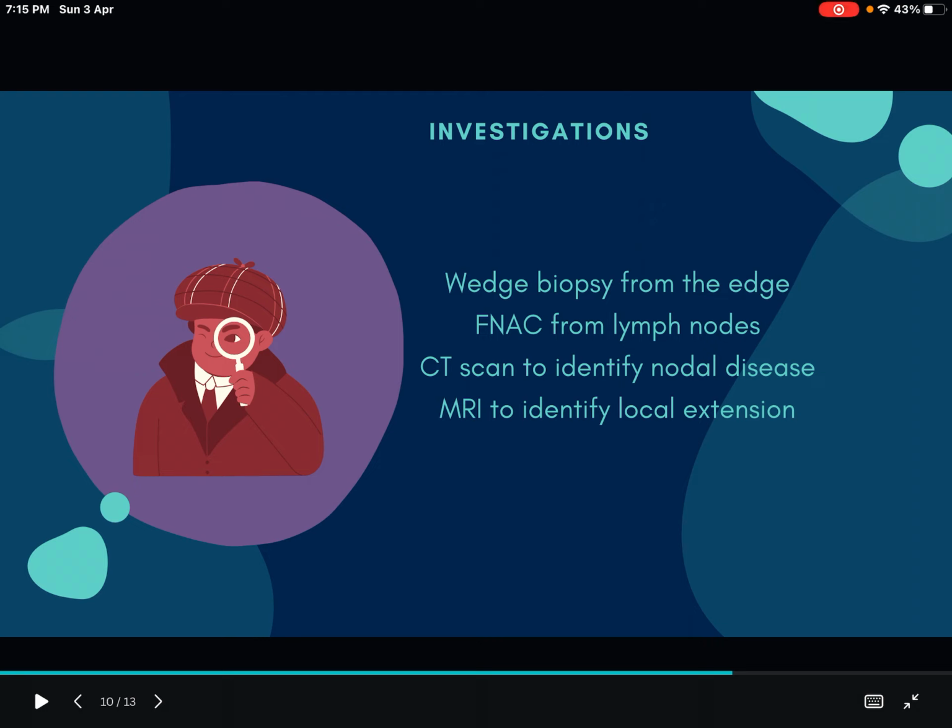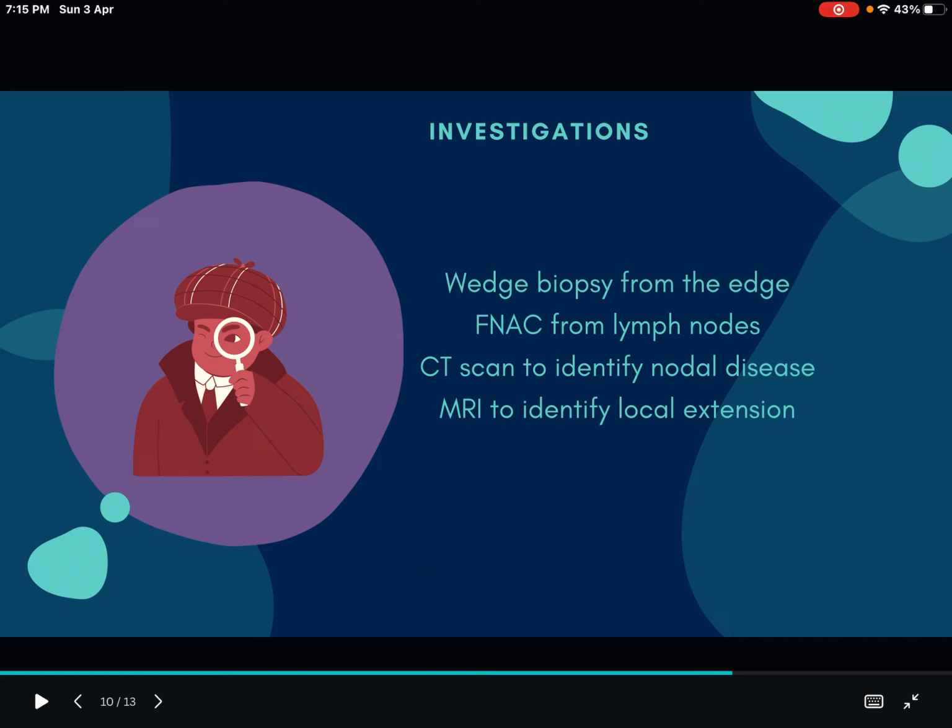Coming to the investigation, there are mainly 4. One is wedge biopsy from the edge, fine needle aspiration cytology, FNAC from lymph nodes, CT scan to identify the nodal disease and MRI to identify the local extension. So these are the investigations that we are doing to this patient.